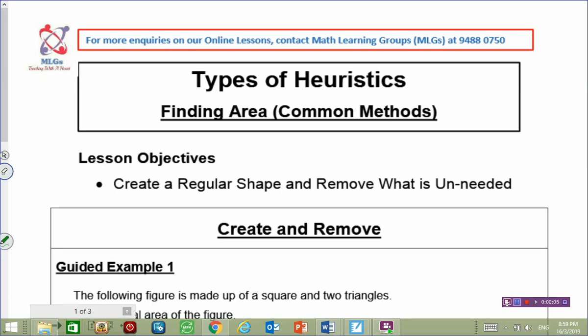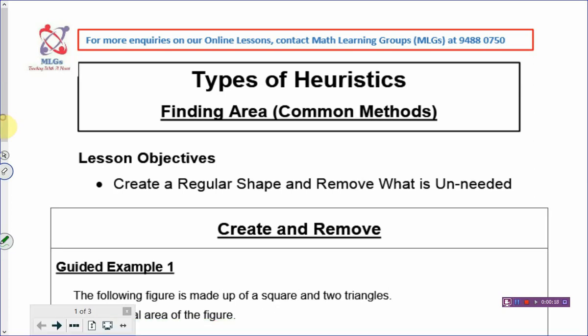Now, today we are going to look at finding area using common methods. The first method that we want to look at is to learn how to create a regular shape, and then you remove what is not necessary to find the area of what you want. So I call this method create and remove.